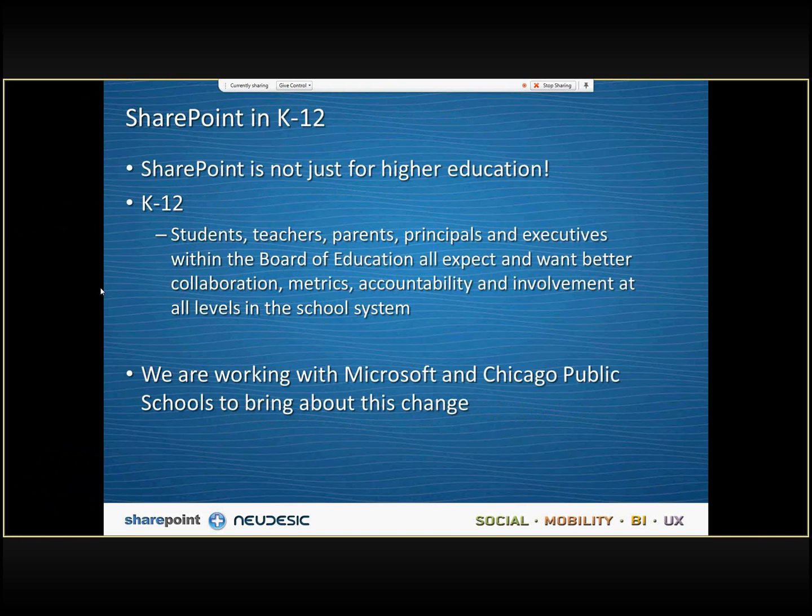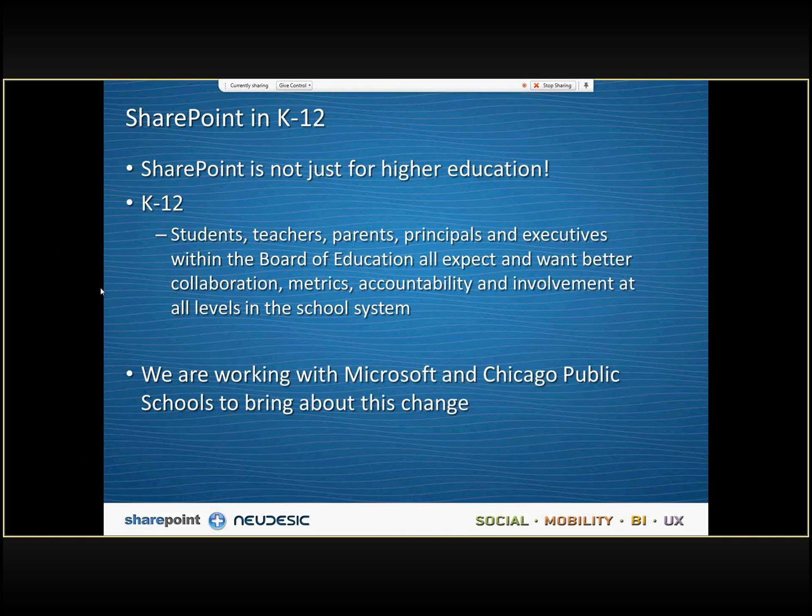SharePoint in K through 12, clearly it's not just for higher education, right? I have two kids in school, 11 and 13, and when I look at the amount of interaction that we can get with the school system today, daily feedback about what my kids are doing in school, how they're doing on tests they took this morning or in the afternoon, the minute the grades are posted, we have that information. So the amount of collaboration that's expected today in the educational space, not just in higher education but in the K through 12 space, we're seeing all over, right? So the involvement and the expectations from the students, through the executives within the Board of Education, everybody's looking at better ways to collaborate, measure, have metrics and accountability, and get that deep involvement.